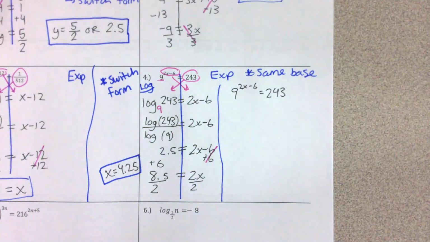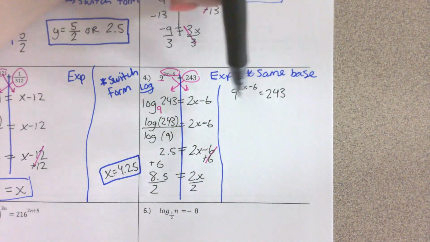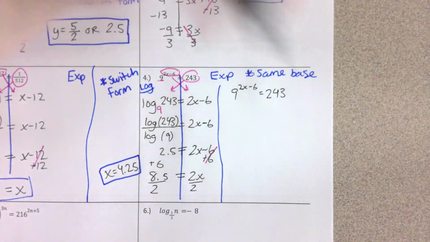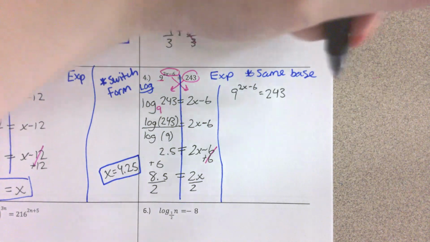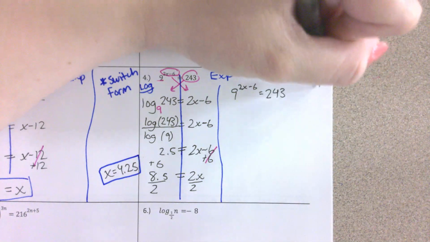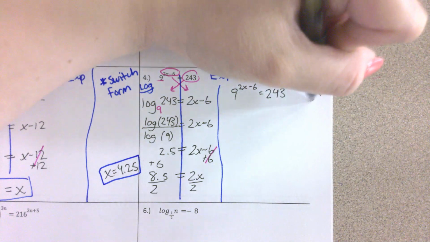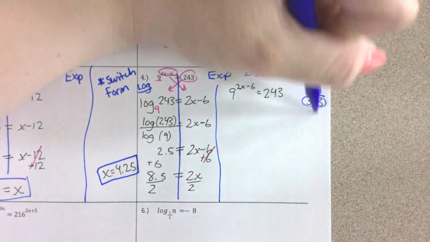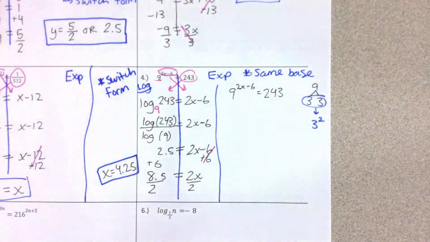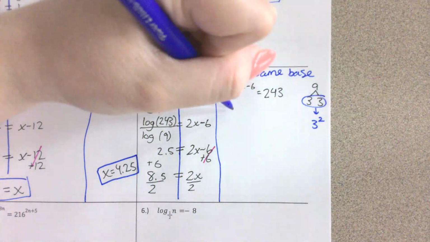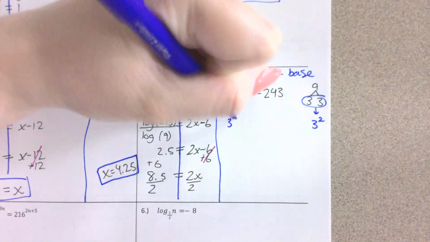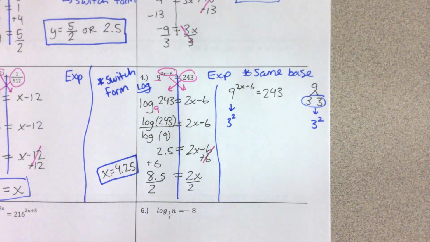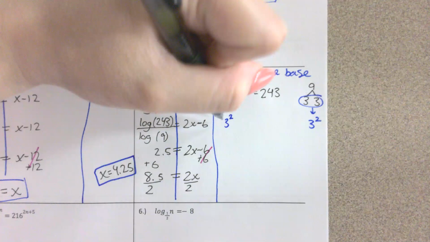So, to get the same base, you have to break the numbers down. Let's start with the 9. 9 is a quicker number to break down than 243. 9 breaks down into 3 and 3. So that means 9 is the same thing as 3 squared. So I can rewrite the 9 as 3 squared. And then bring down the exponent.